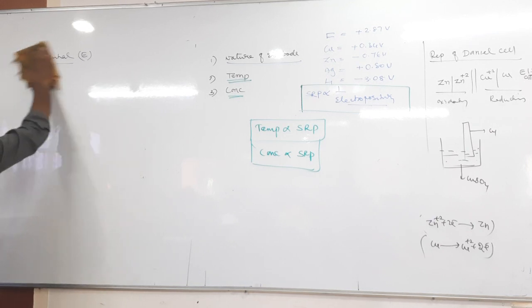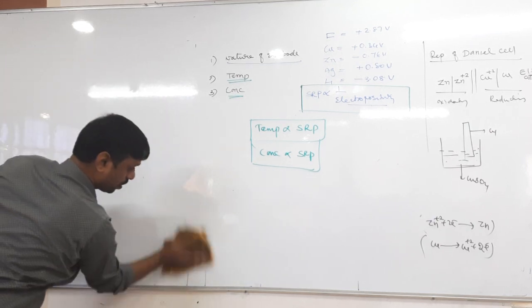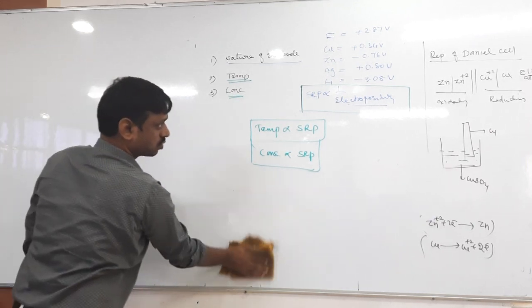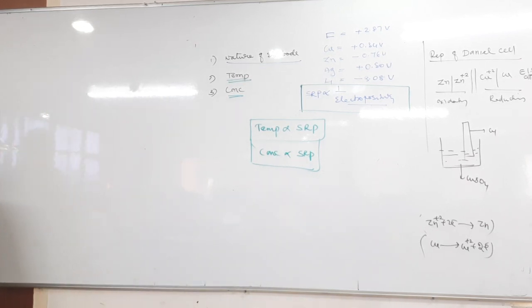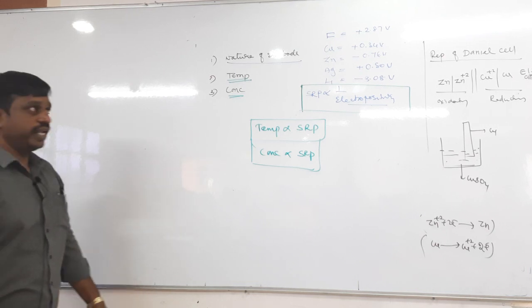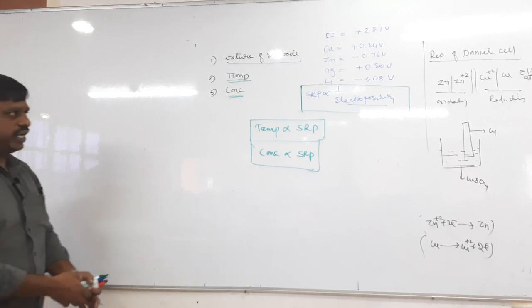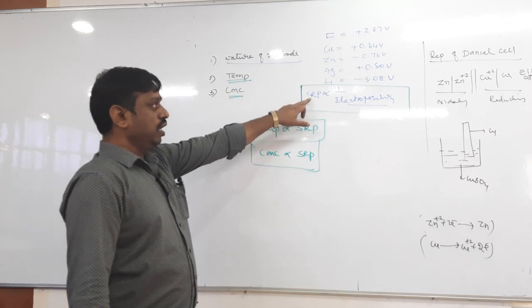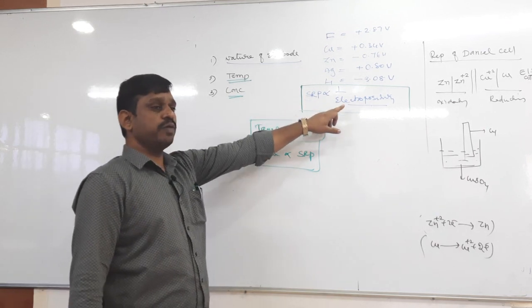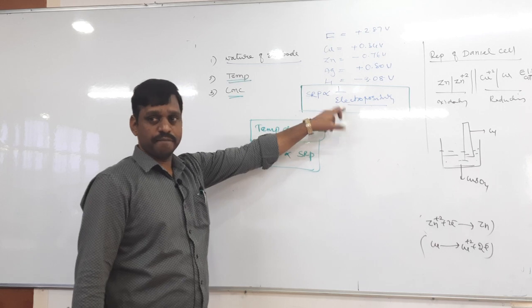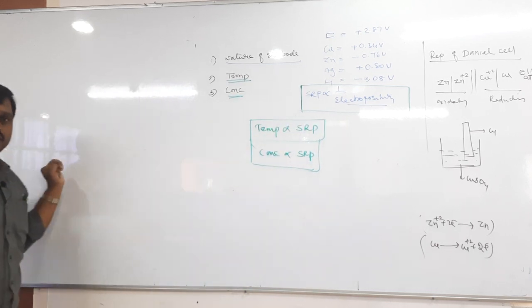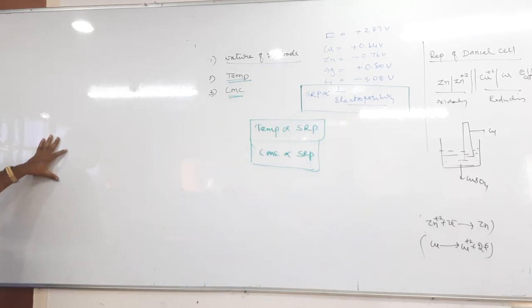Next, factors affecting electrode potential. 1. Nature of electrode. Take this: SRP value is inversely proportional to electropositivity.